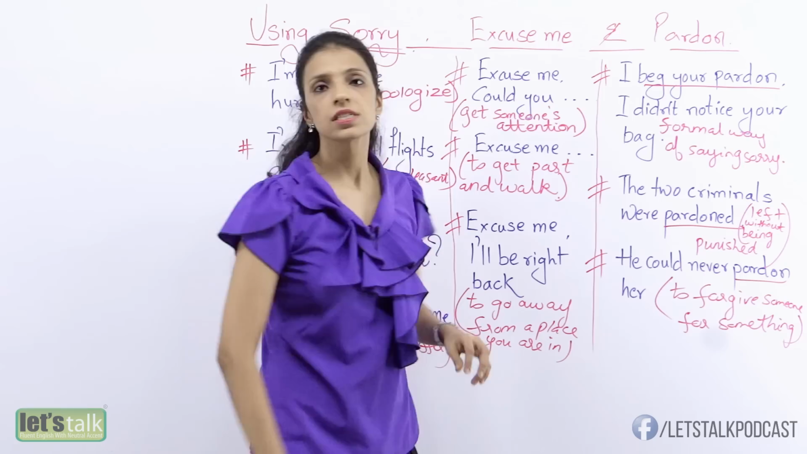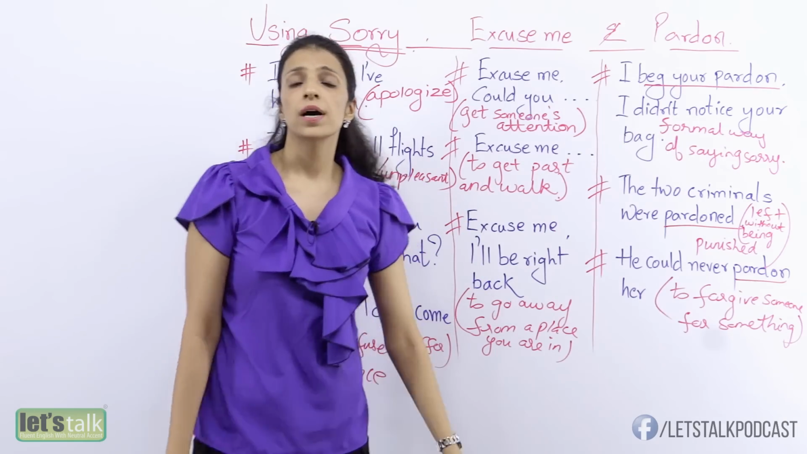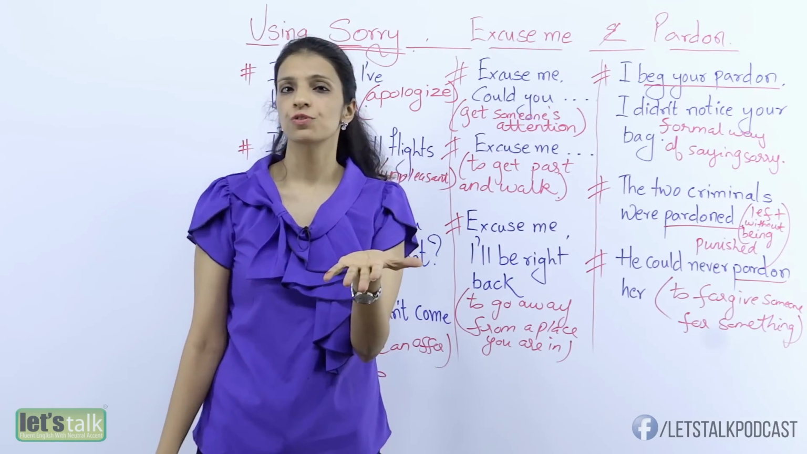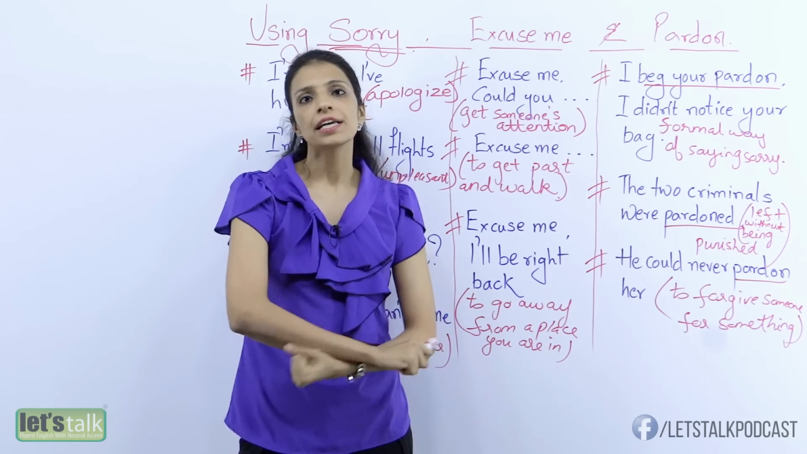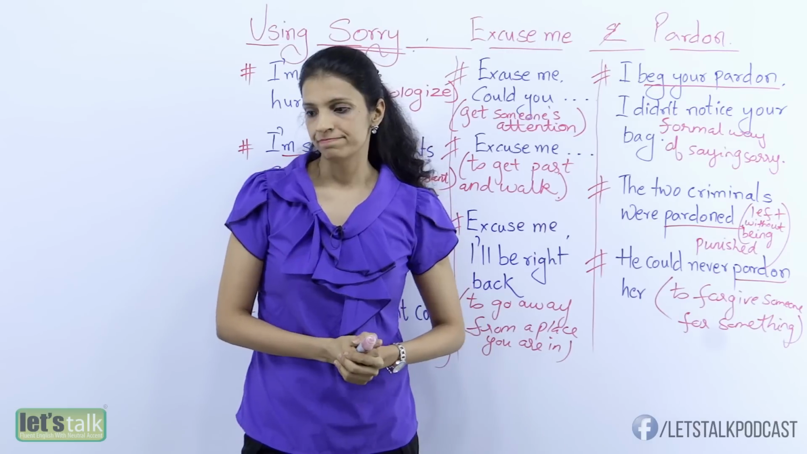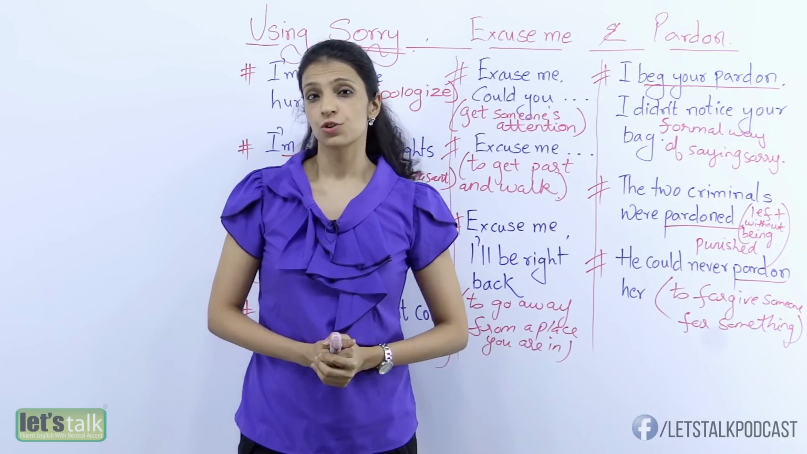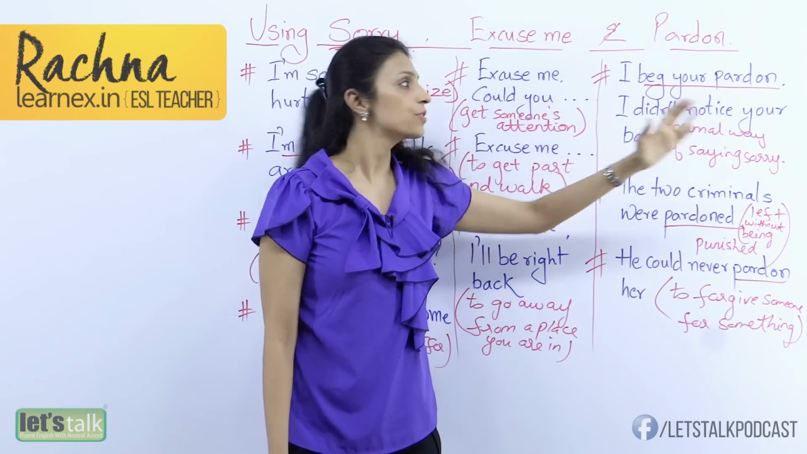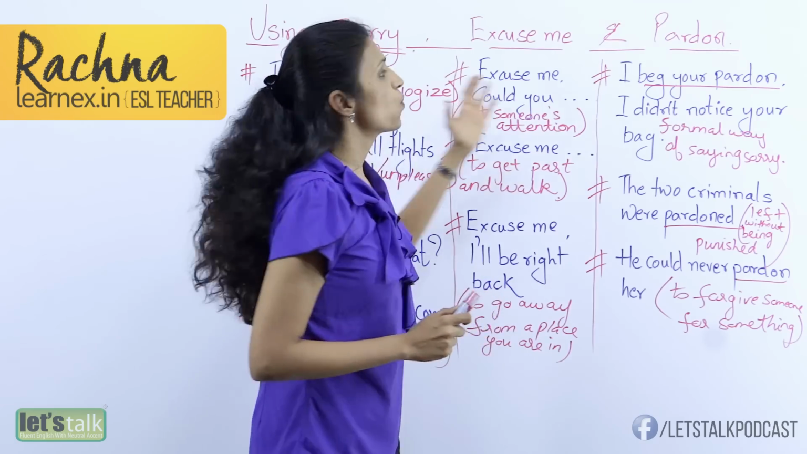Okay, friends. So these are the different uses of sorry, excuse me, and pardon. But there are certain situations where you are free to use all three of them interchangeably, and I'll tell you how. So imagine you kind of burp. When you finish your food, you burp or you fart, and oops, that's not a very nice thing, right? So you could say, I'm sorry. You could also say, excuse me, or you could say, I beg your pardon. That's your call, but make sure you say one of these.